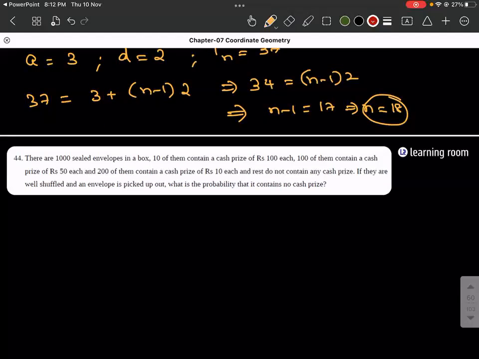Try this one. There are 1,000 sealed envelopes in a box. 10 of them contain a cash prize of rupees 100 each, 100 of them contain a cash prize of rupees 50 each, and 200 of them contain a cash prize of rupees 10 each, and the rest do not contain any cash prize. If they are well shuffled and an envelope is picked out, what is the probability that it contains no cash prize?